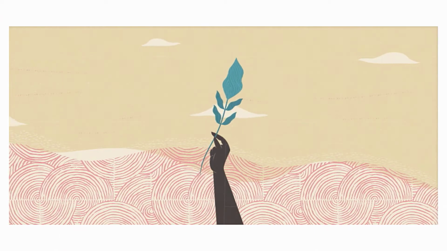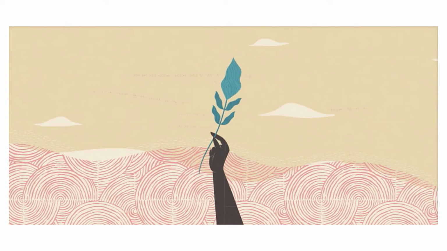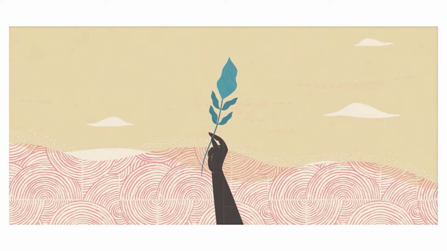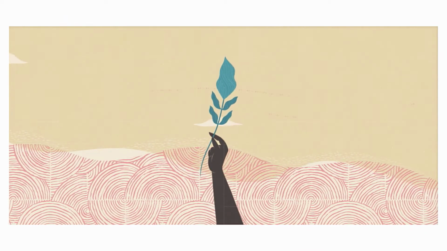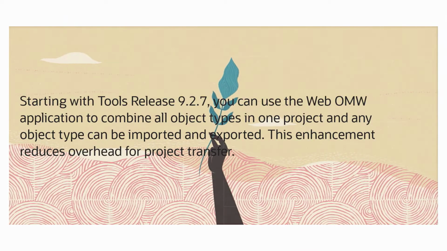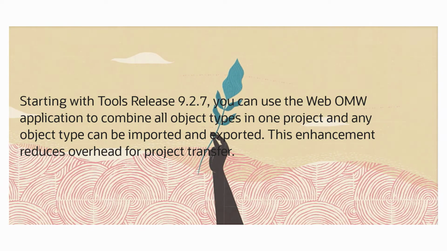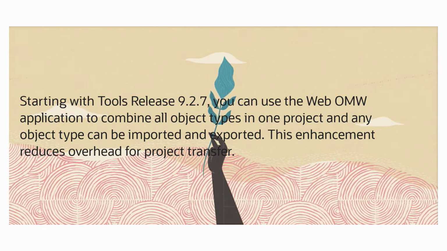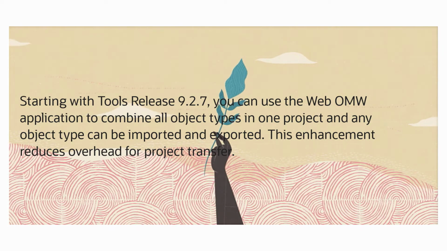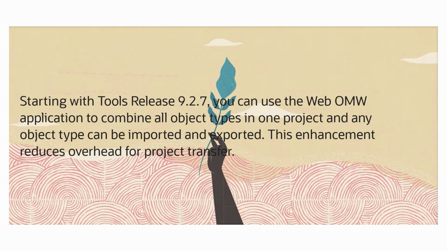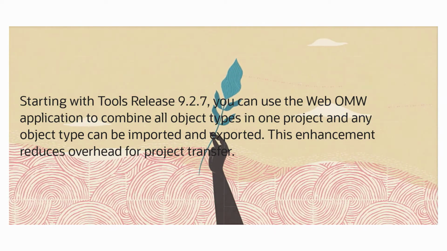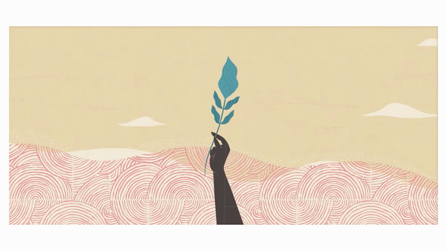Hello. In this tutorial, I will show you how to manage projects with combined object types in Web Object Management Workbench application. Starting with Tools Release 927, you can use the Web OMW application to combine all object types in one project, and any object type can be imported and exported. This enhancement reduces overhead for project transfer.